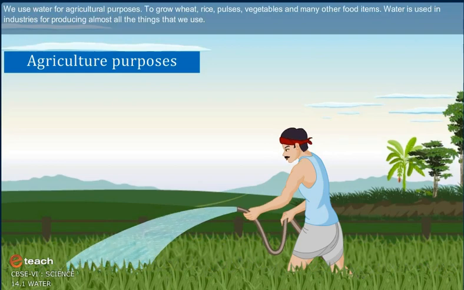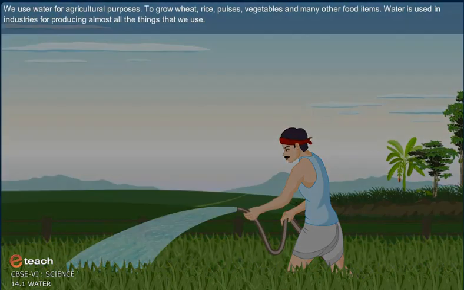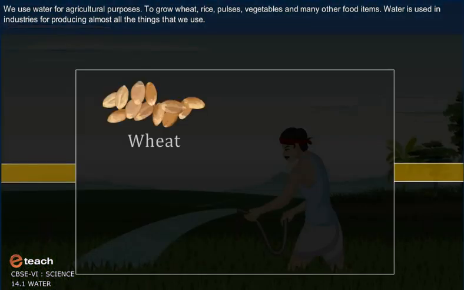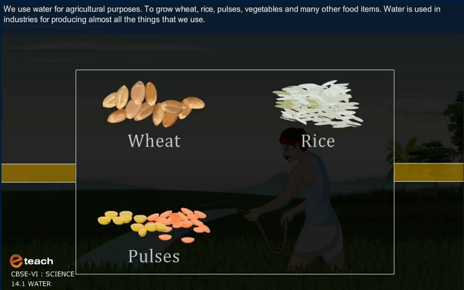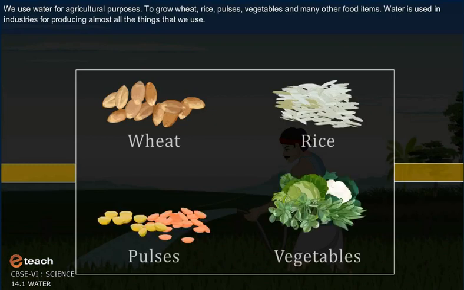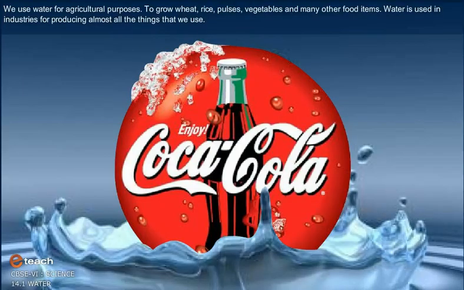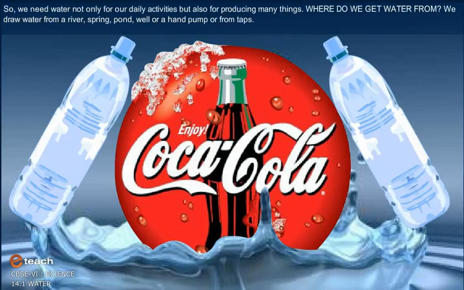We use water for agriculture purposes to grow wheat, rice, pulses, vegetables and many other food items. Water is used in industries for producing almost all the things that we use. So we need water not only for our daily activities but also for producing many things.